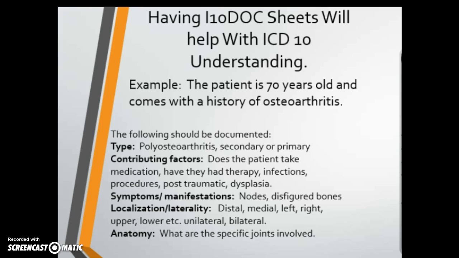Contributing factors. Does the patient currently take medication for this condition? It's really super when the provider helps us by linking the medication to the condition instead of just a medication list. Or in the medication list, actually indicate what condition this medication is for. Have they had therapy, infections, procedures, post-traumatic osteoarthritis? Does the patient experience dysphagia? These types of details are extremely helpful in allowing us to select the correct codes for this patient.